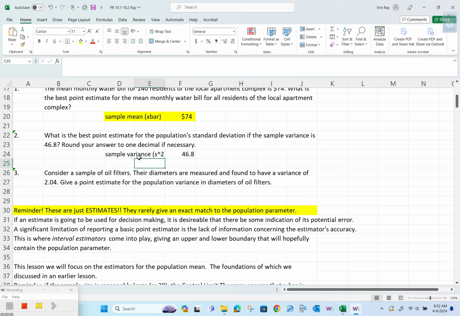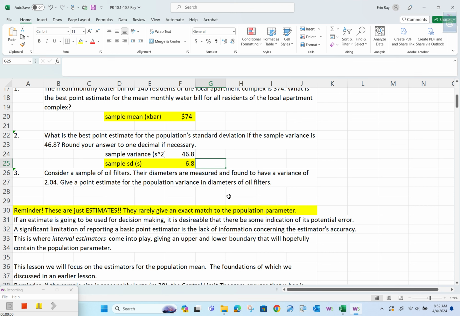So from that, we can find the sample standard deviation, which is just regular S, by taking the square root of that. And that is our point estimate because that is our sample statistic that estimates the parameter that we're focused on. It says round your answer to 1 decimal if necessary, so we're just going to tuck away those extra digits. No labels for this one.